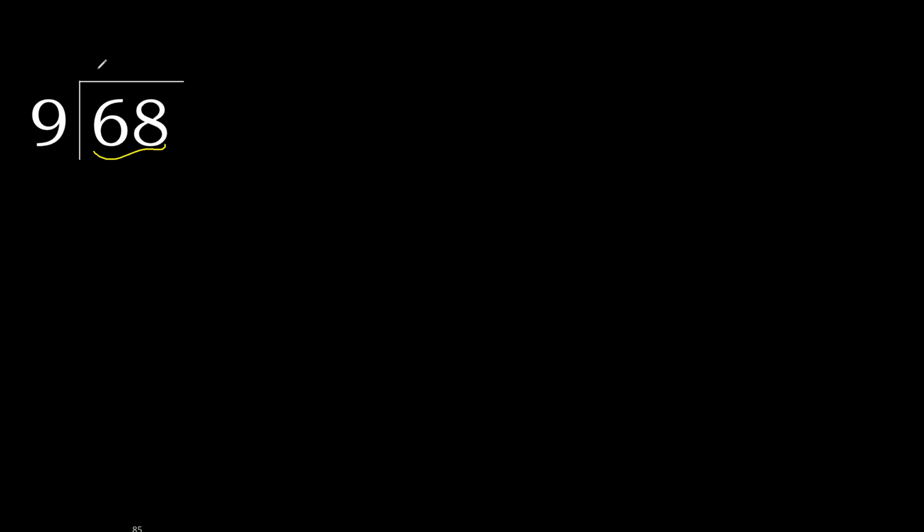9 multiplied by 8 is 72, which is greater. Multiply by 7: 63 is not greater. Okay, subtract, 5. Next, there is no further digit to bring down, therefore complete it.